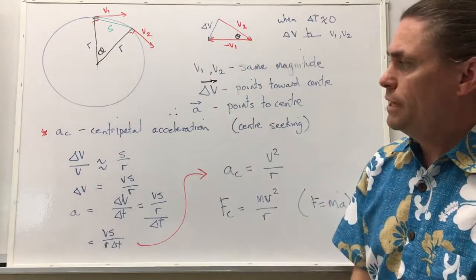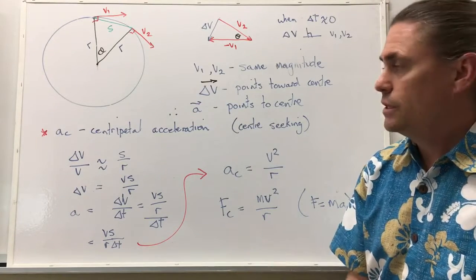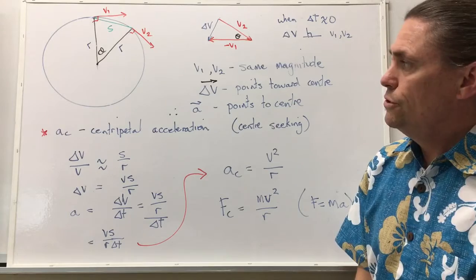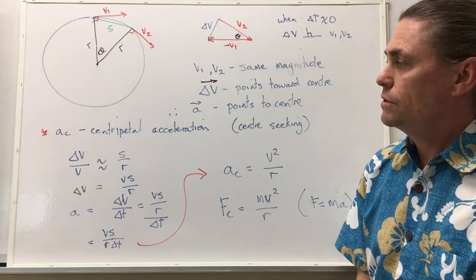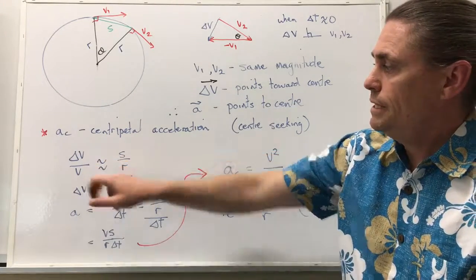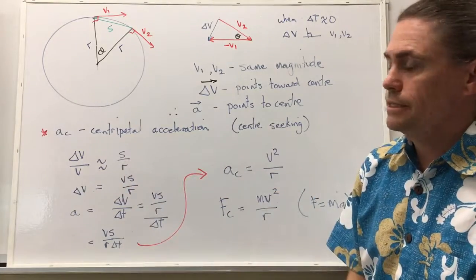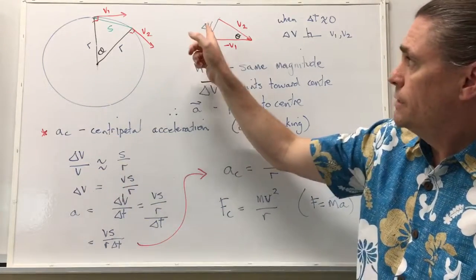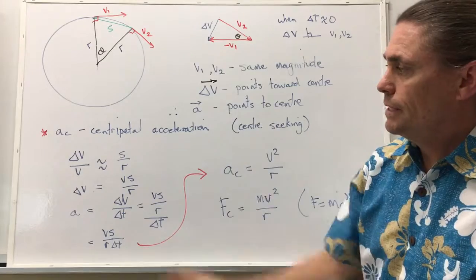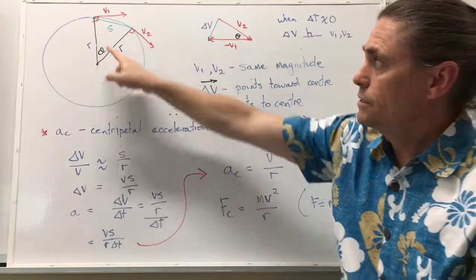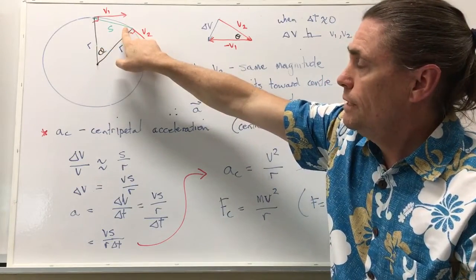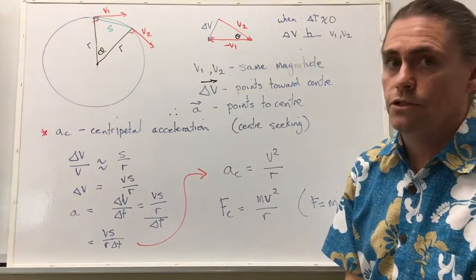So that's okay, we've got a definition. How do we look at this quantitatively? Well, to do that, we need to set up two similar triangles. The first one relates to our v's, and the second one relates to our distances. So delta v over our v is similar to our distance of our object moved here over the radius of the circle.